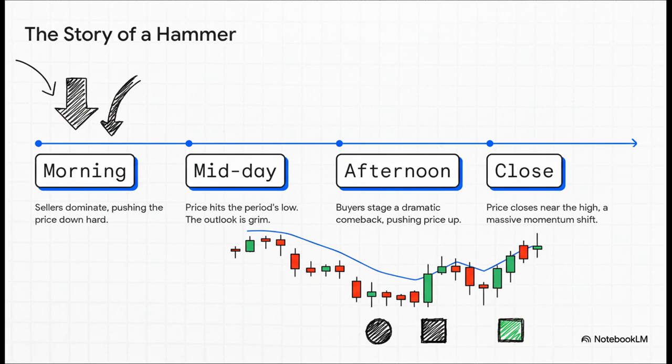And this is the story that candle is telling you, minute by minute. Imagine the trading day starts, and the sellers are just in complete control. They are pushing the price down, down, down. By midday, things look really grim. It feels like a total blowout. But then, in the afternoon, the buyers stage this incredible comeback. They start buying like crazy, and a huge reversal begins. By the time the market closes, they've pushed the price all the way back up near the high for the day. That dramatic shift in momentum, that's a huge signal. It's telling you the game has changed, and the buyers might be ready to take over.